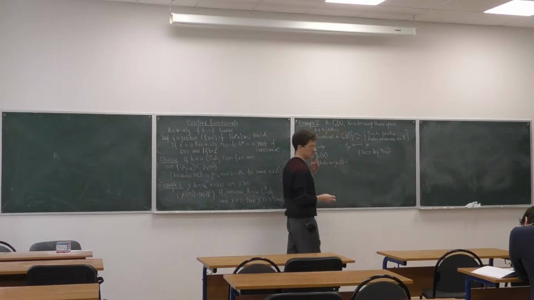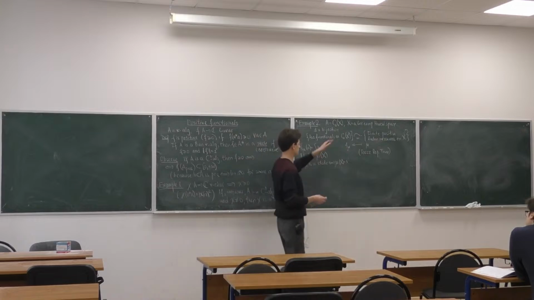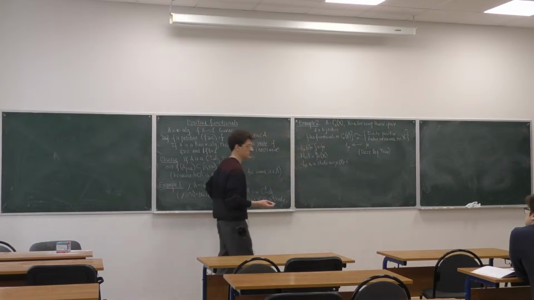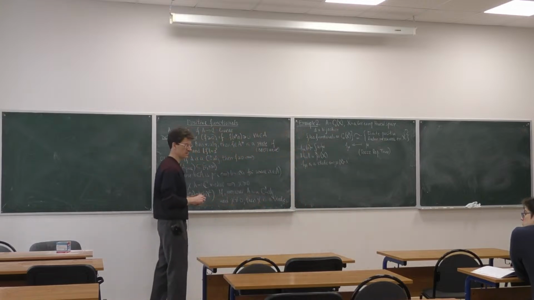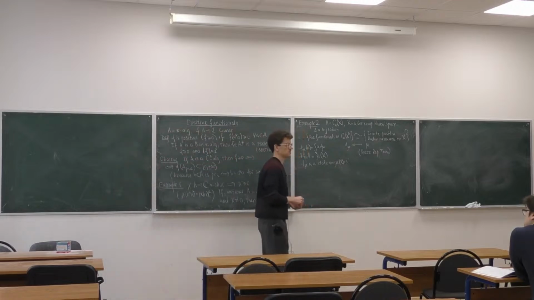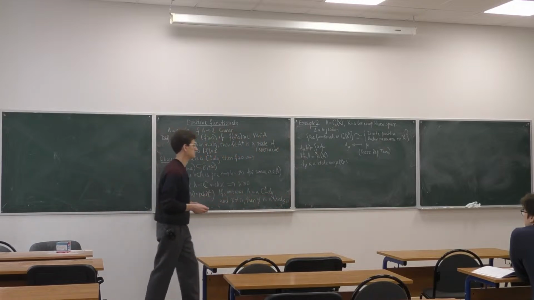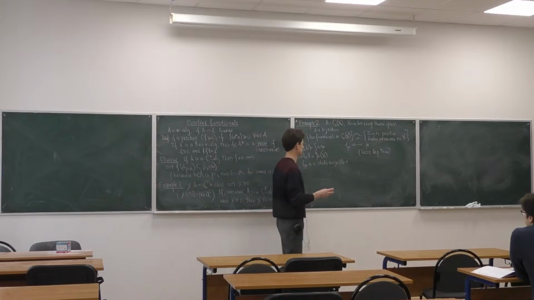So since any commutative C-star algebra is of the form C0 of X, the general philosophy is that if A is an arbitrary C-star algebra, not necessarily commutative, then positive functionals on this algebra can be viewed as non-commutative analogs of positive Radon measures.